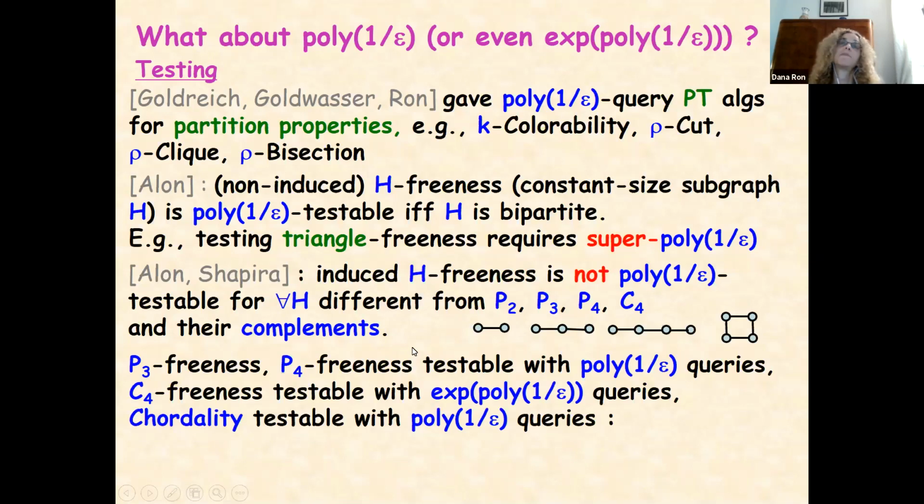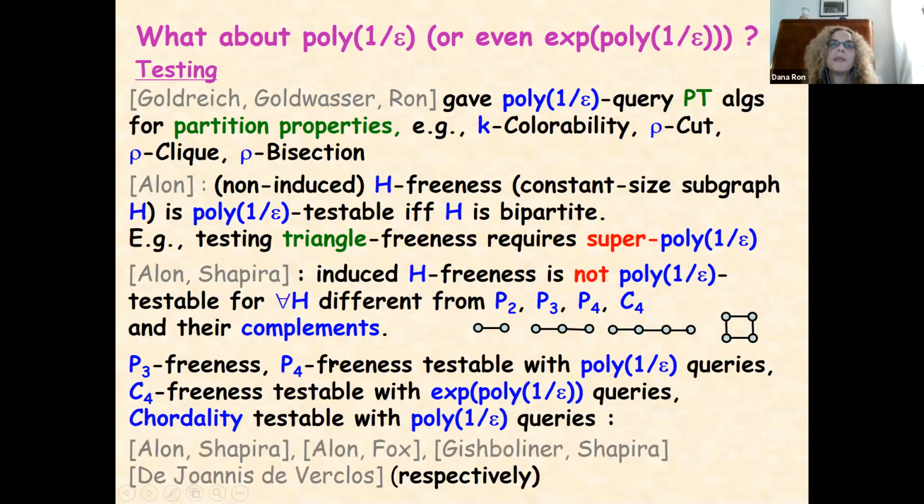So, what about positive results? Okay, that was pretty negative. What about positive results for these specific graphs? P2 is just an edge, so that's very easy. But also all the other ones, P3, P4, have poly 1 over epsilon. C4 has exponential poly over epsilon. And chordality, which I'll talk about a little more at the very end, and I mentioned it here, is a subset of C4 freeness. I won't say exactly what it is now, but I'm interested in it, and so I mentioned it here. And this was shown in a sequence of several works, so respectively each one of these was shown in a different paper.